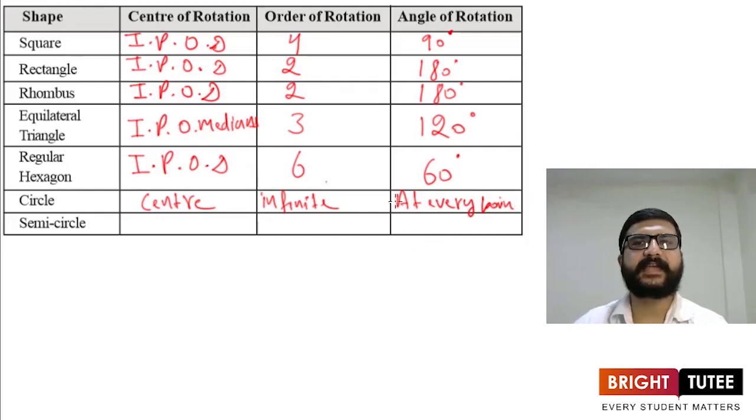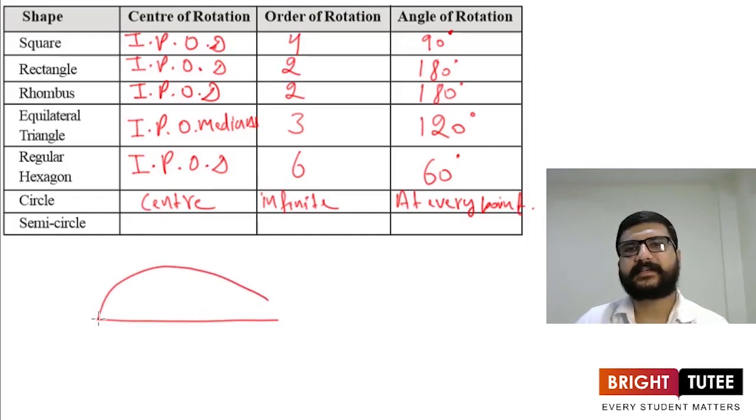If there is any fixed angle of rotation, then it cannot have infinite order of rotation. Now the next one is semicircle. Semicircle is a new example. We haven't studied this yet. So let's try for this. Let's draw a semicircle. Let's say we have a semicircle like this.